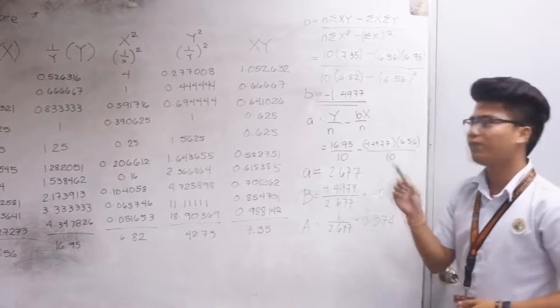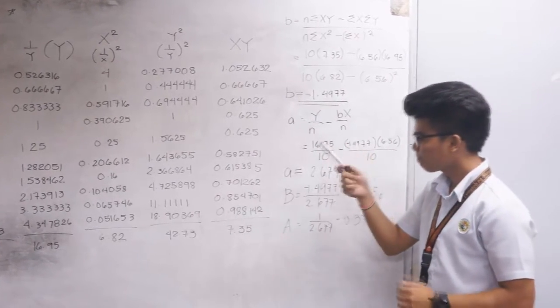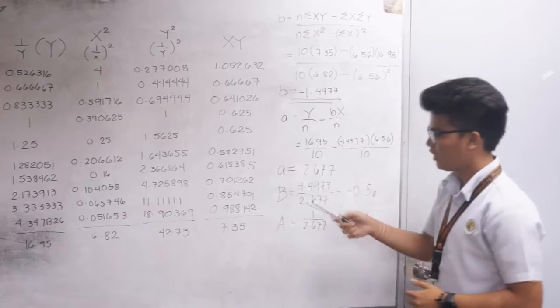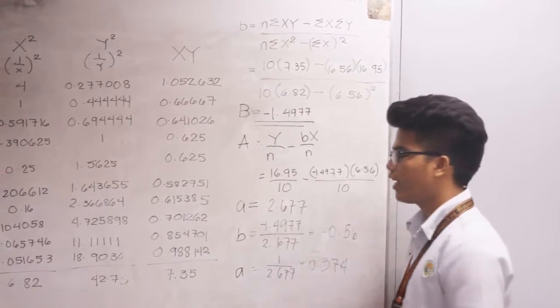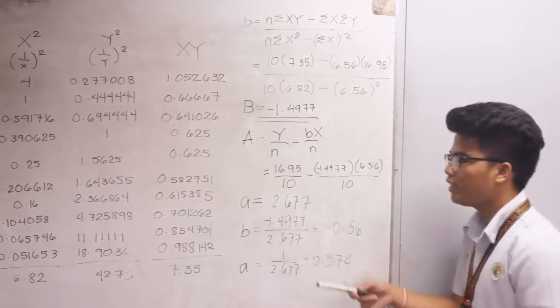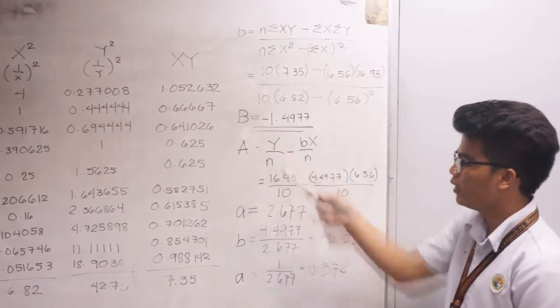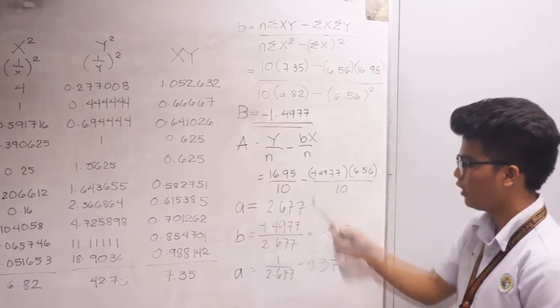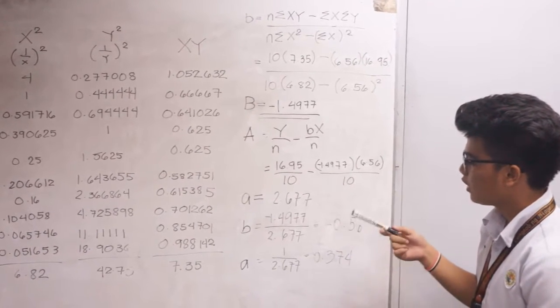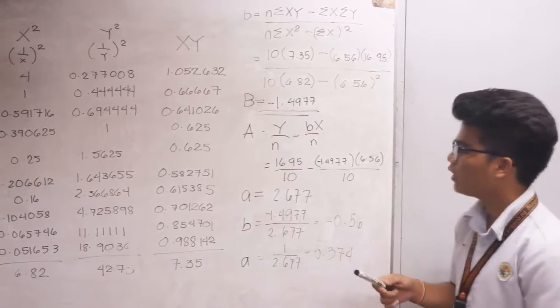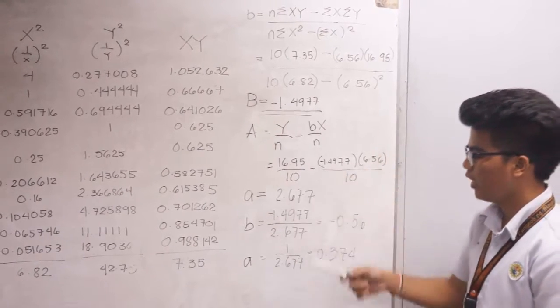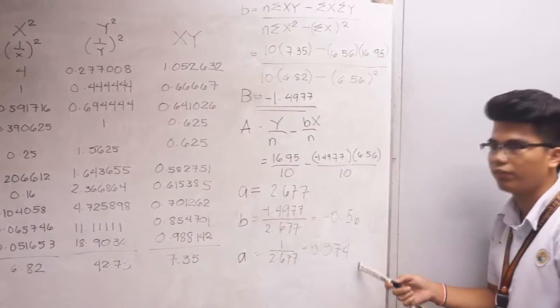And if you get the value of y, use the formula. So the value of big B is equal to the computed value of big B over the computed value of big A. So the result is negative 0.56. And the value of A is equal to 1 over the computed value of big A. So the result is 0.374.